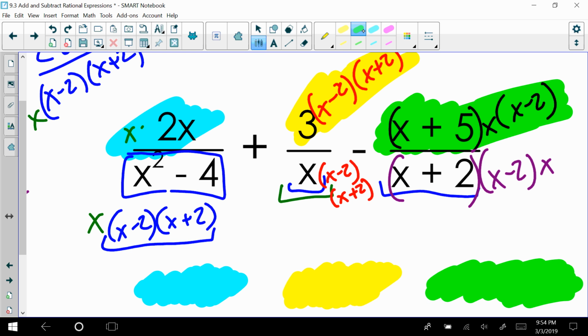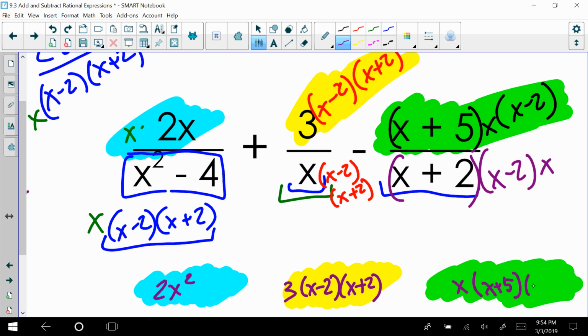Okay, so I'm just going to write it out. I'm going to try to use just black pen. Hopefully you kind of follow me. This blue is 2x times x. Okay, that's 2x squared. Here I have 3 times x minus 2, x plus 2, from the yellow up there. And then I have x times x plus 5. I'm rewriting it in an order that I think makes more sense. Now, the one thing I don't want to lose track of is this is a minus sign, so I need a minus sign in between them. This is a plus sign, so I need a plus sign in between them.